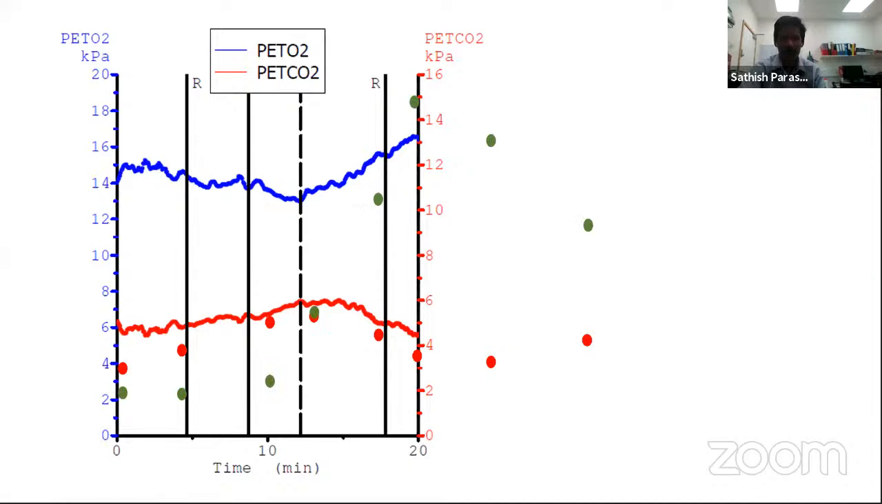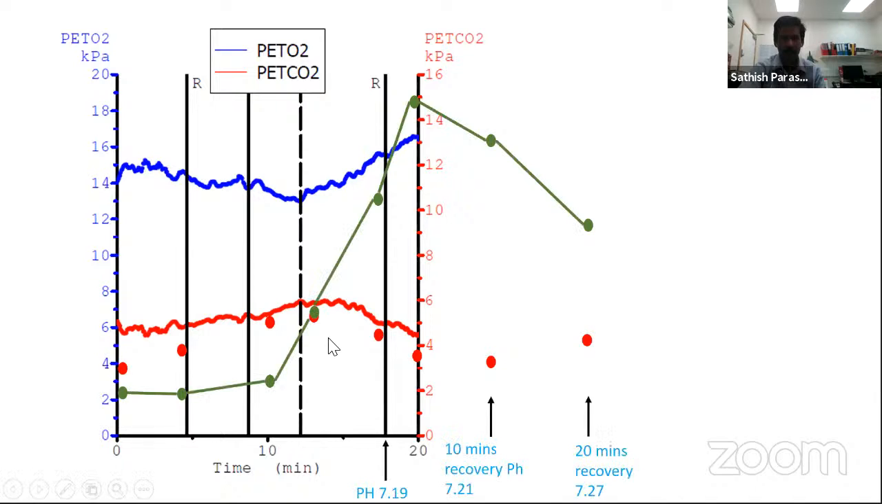Then, interestingly, look at the lactate. This resting lactate is not normal, more than 2. And then the peak lactate at peak exercise was 15. And then his pH was 7.19 at peak exercise, going up to 7.21 at 10 minutes of recovery. And after 20 minutes of recovery, it's 7.27.